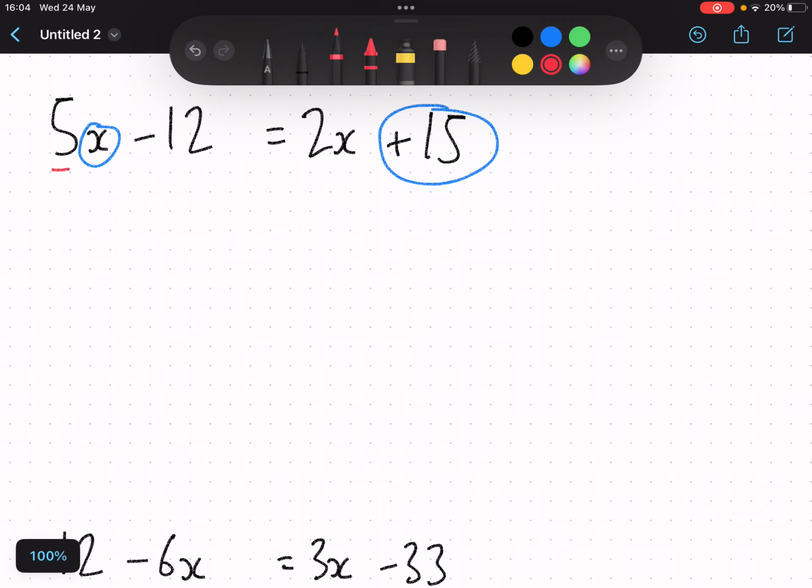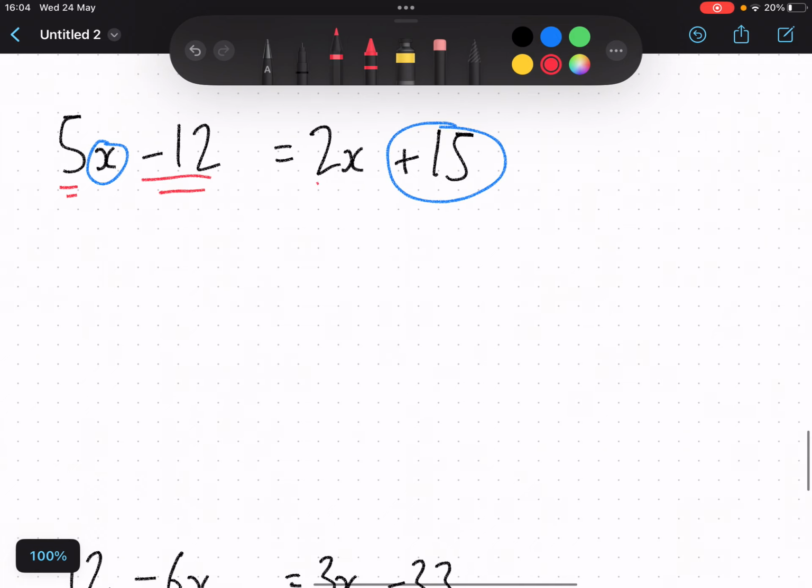I need to get rid of this 5. I need to get rid of this minus 12. I need to get rid of this entire 2x on the right hand side. So a little bit more to get rid of here. Again, it's the 5 in front of the x that is the last thing to get rid of. So get rid of the minus 12 first, or get rid of the 2x first. It's the number in front of the x that is the last thing I want to get rid of.